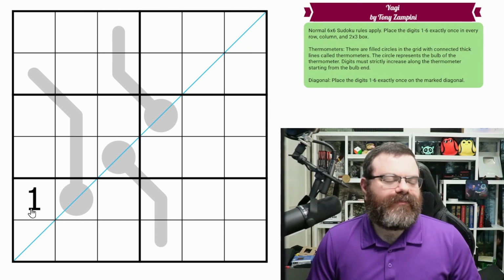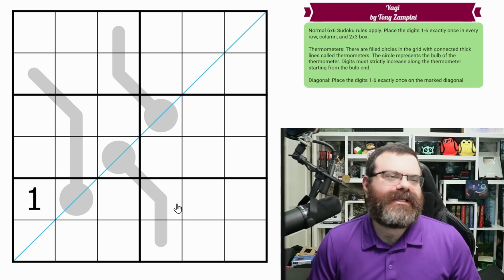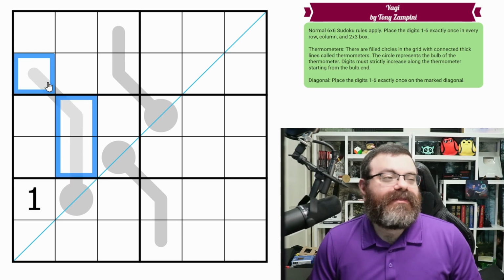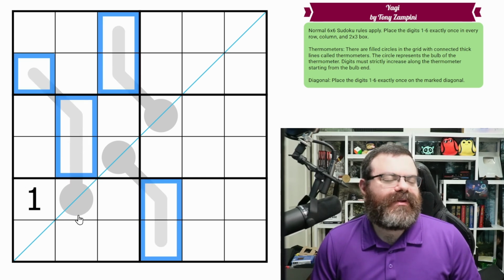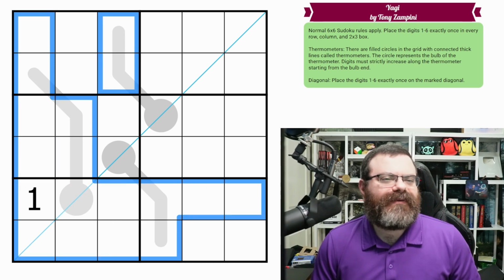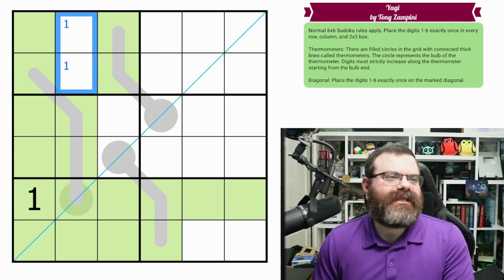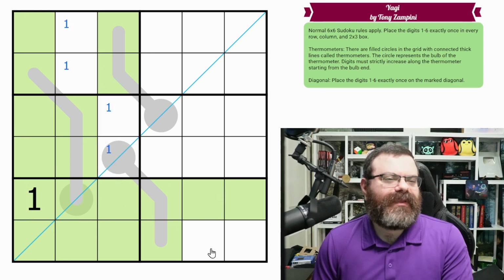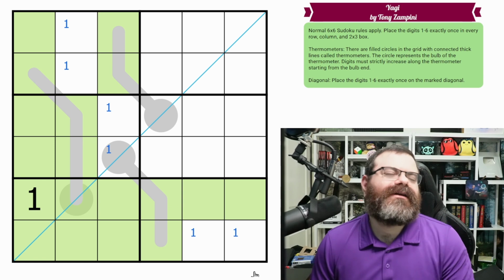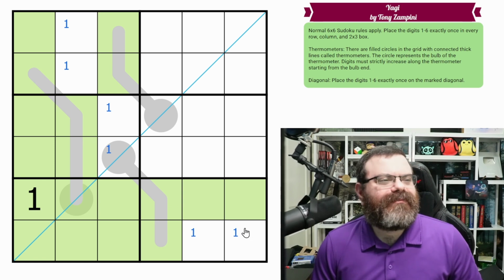Okay, so the given 1 is making me think about where do 1s go, because 1s can't be on thermos except in the bulb. So let's highlight everywhere that can't be 1, right? If I make these green, this is everywhere that can't be 1 right off the bat. So we know the 1's up here somewhere, and the 1's in one of these two, and down here somewhere. But I don't know that we get much more out of that.